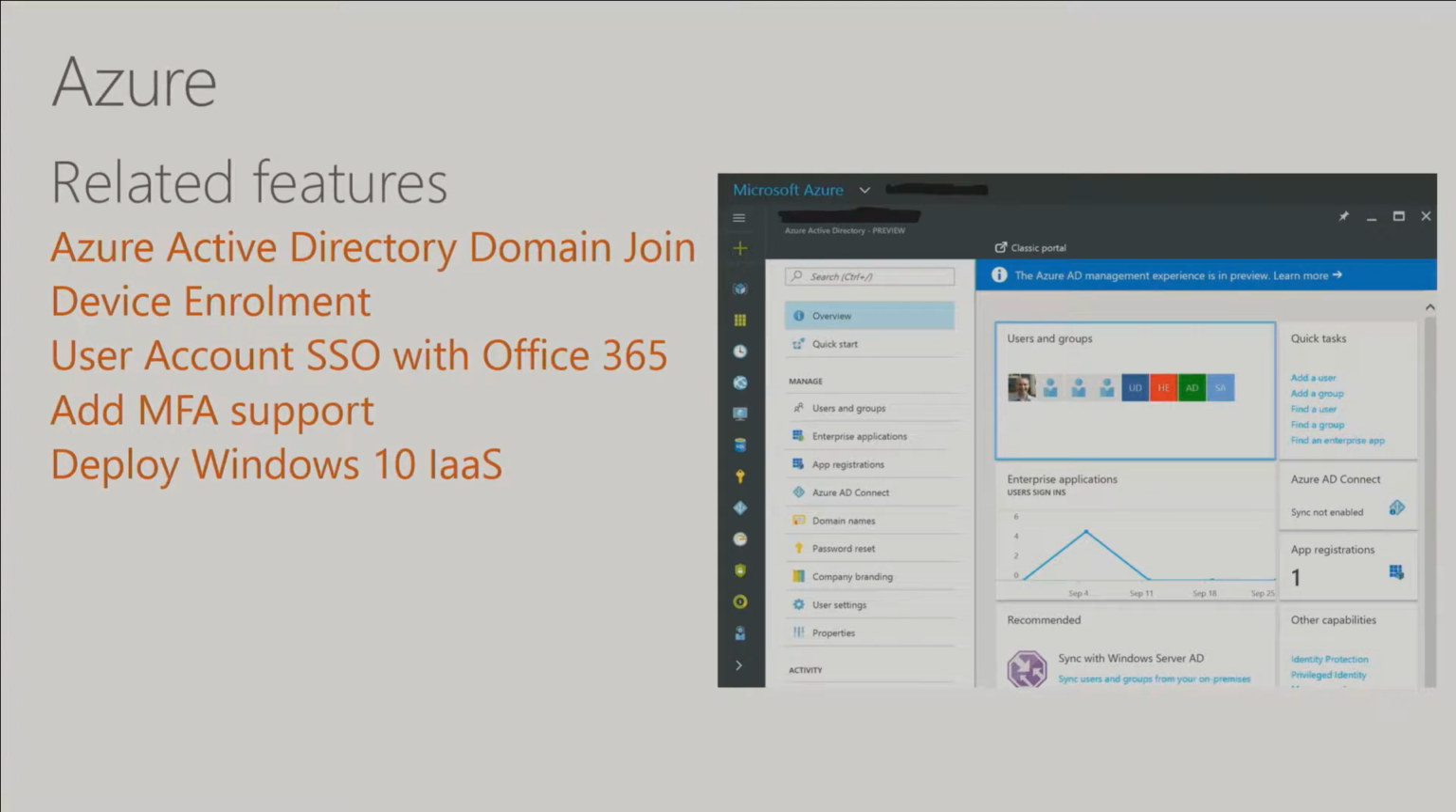Something we can also do in Azure now is actually deploy Windows 10 virtual machines, infrastructure as a service. I'm not really going to demo that one, but that's something to have a play with. You can actually deploy your own custom Windows 10 images or pick one from the store in the gallery there.